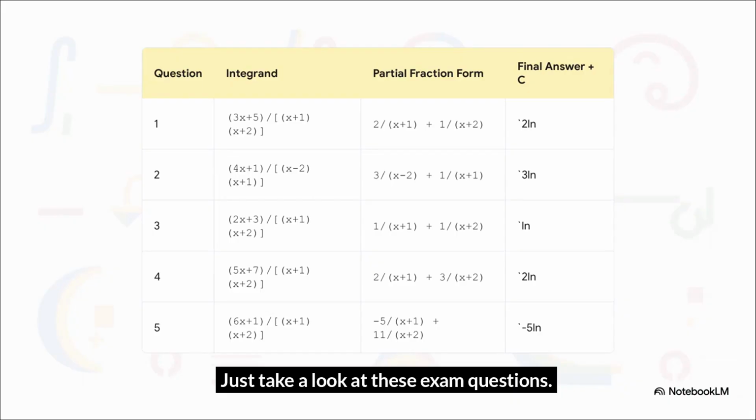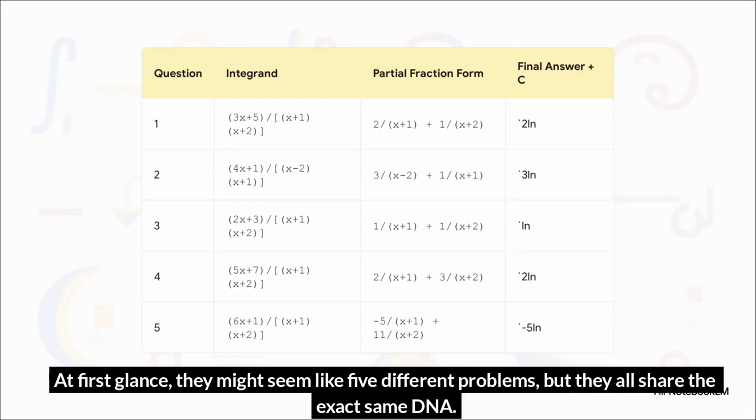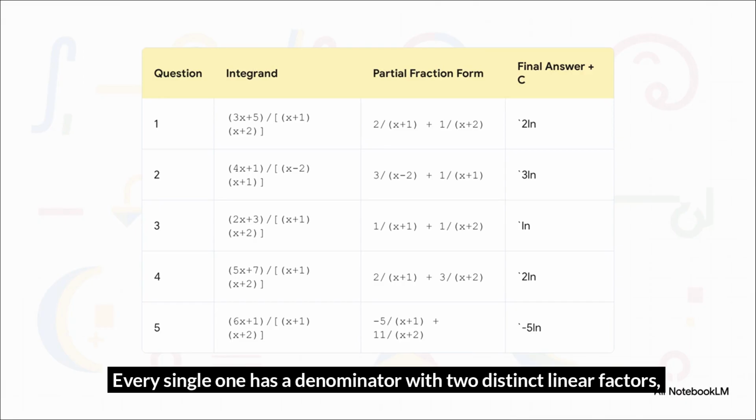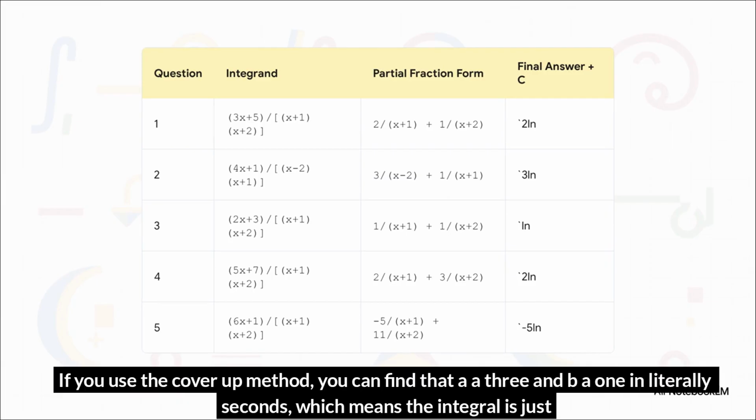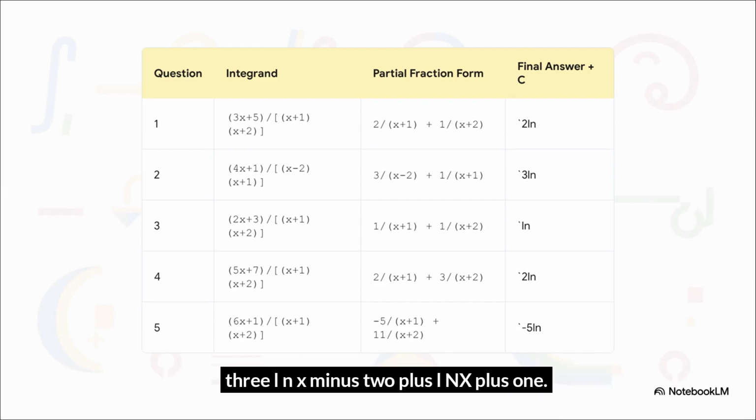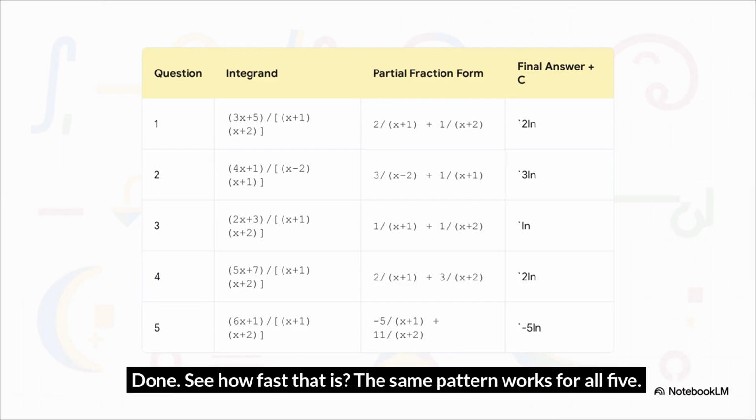Just take a look at these exam questions. At first glance, they might seem like 5 different problems, but they all share the exact same DNA. Every single one has a denominator with 2 distinct linear factors. And once you spot that pattern, you can solve them incredibly fast. I mean, let's just grab question 2 as an example. You've got A over x minus 2 plus B over x plus 1. If you use the cover-up method, you can find that A is 3 and B is 1 in literally seconds, which means the integral is just 3 ln|x minus 2| plus ln|x plus 1|. Done. See how fast that is?